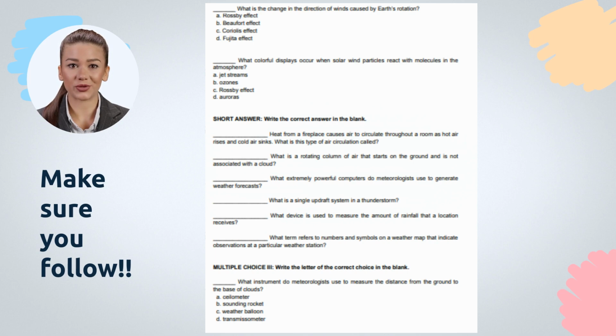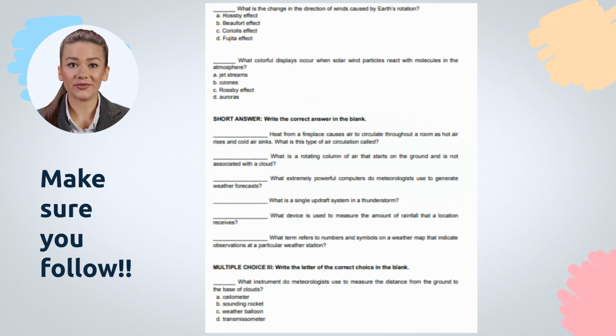What is a single updraft system in a thunderstorm? What device is used to measure the amount of rainfall that a location receives? What term refers to numbers and symbols on a weather map that indicate observations at a particular weather station?